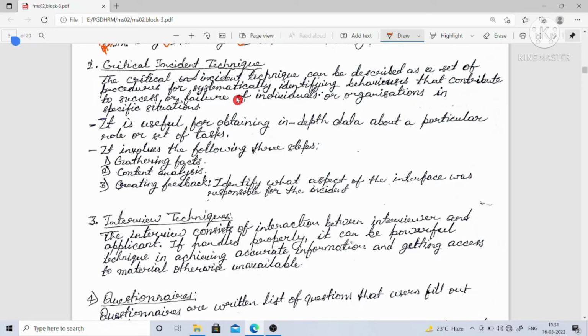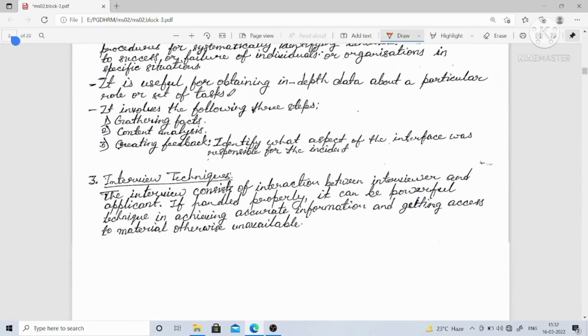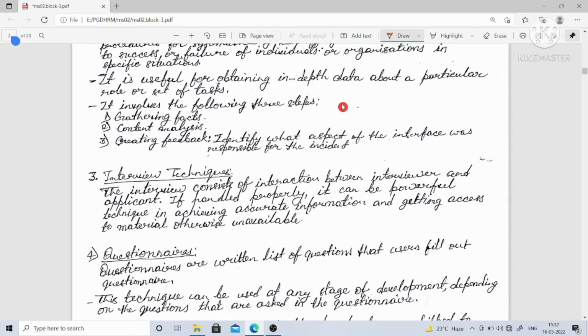Okay, it means we can say in a specific situation what different kinds of behaviors are responsible for the success or failure of individuals or organizations. Those behaviors are identified in the critical incident technique. It is useful for obtaining in-depth data about a particular role or set of tasks. If there is a need to get in-depth data about a particular role, then the critical incident technique can be used.